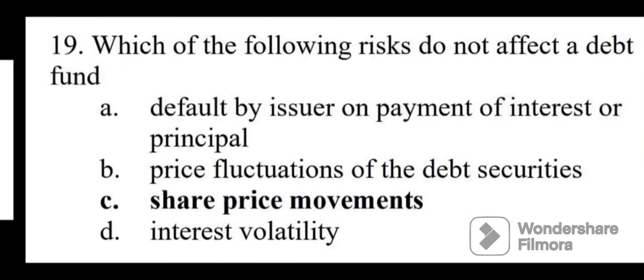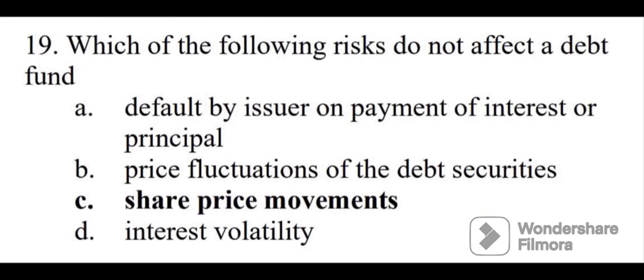The answer will be C. Share price movement. The reason being a debt fund does not invest in equity market, right? So share price movement has no correlation to the debt fund. The other three options can affect the NAV of the debt fund. If one of the investments does not perform, that means the issuer failed to pay the interest on time, so the debt fund has to take the loss, and the NAV will come down.